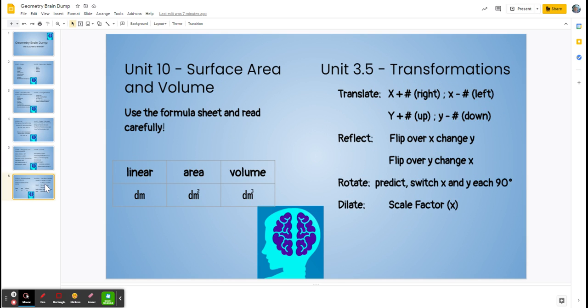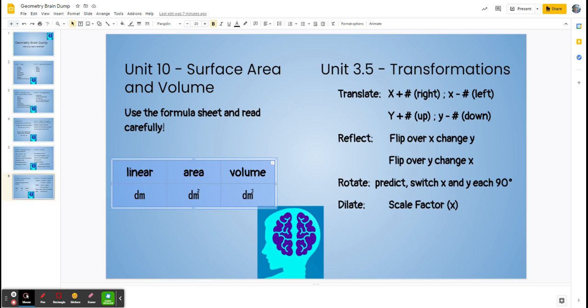Last two, surface area and volume. I'm going to show you the formula sheet in a minute. You're going to have access to it. I just want you to write this box right here. We're going to look more at this next week, hopefully. I haven't honestly figured out when exactly we're going to do that.